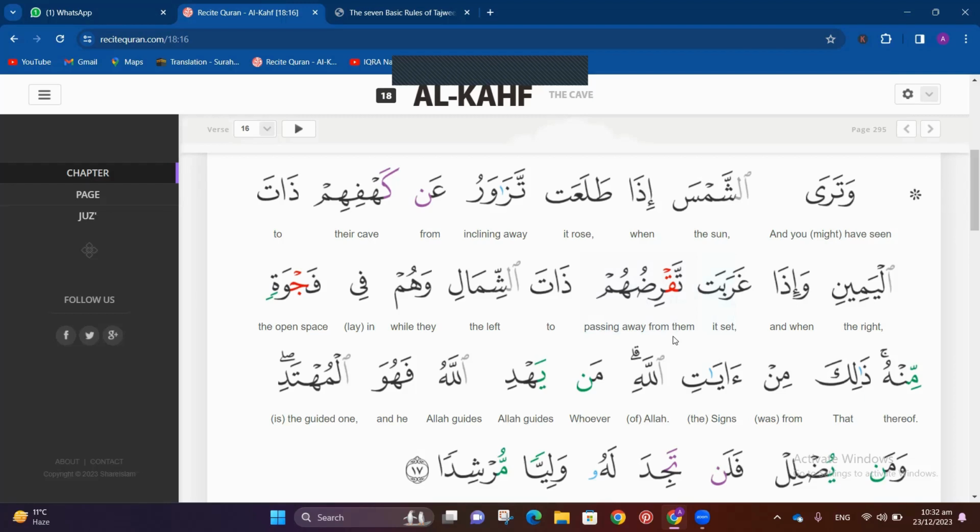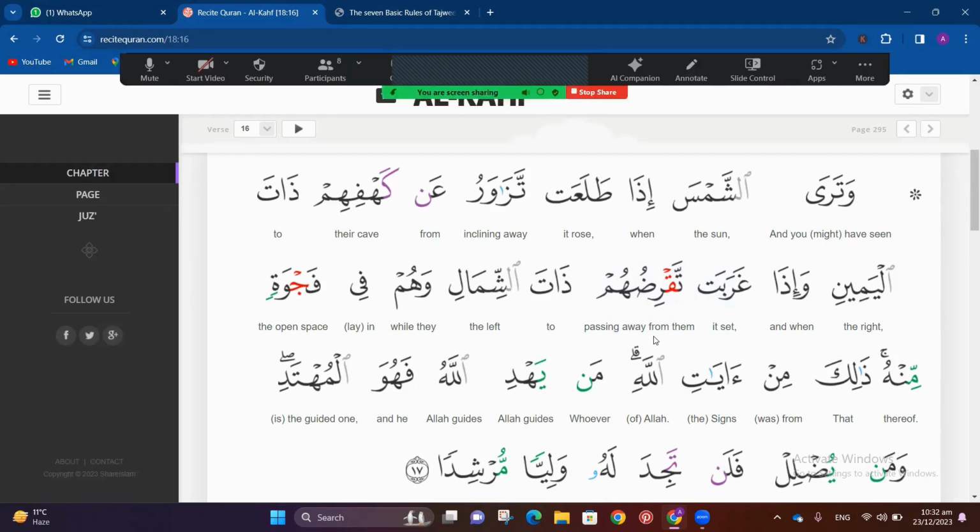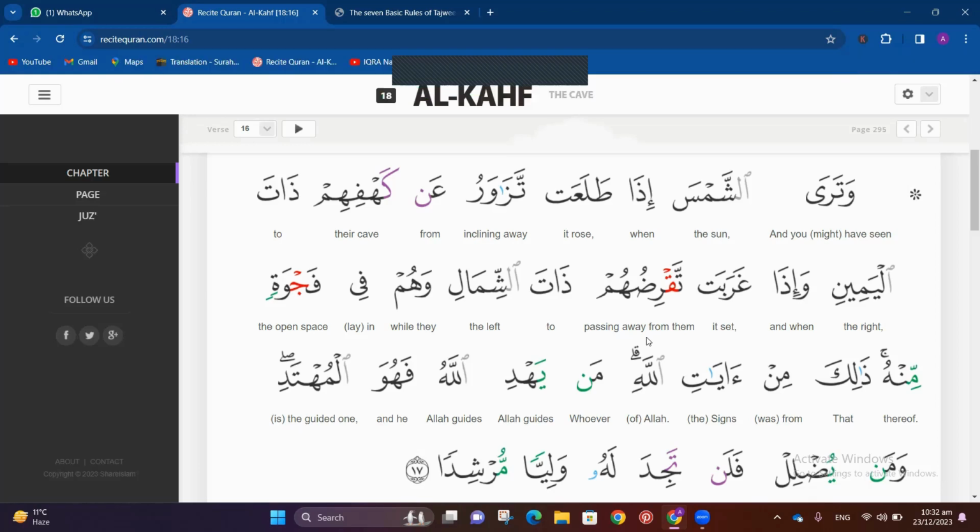taqriduhum. So again there comes dad. So this is articulated when the sides of the back portion of the tongue touch the upper wisdom or molar teeth. Okay, dad, with strength. So we are going to make it sound as heavy as you can. Okay, taqriduhum.